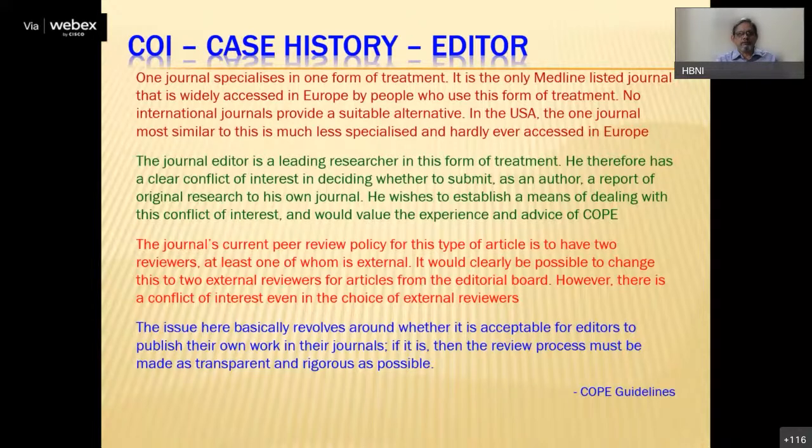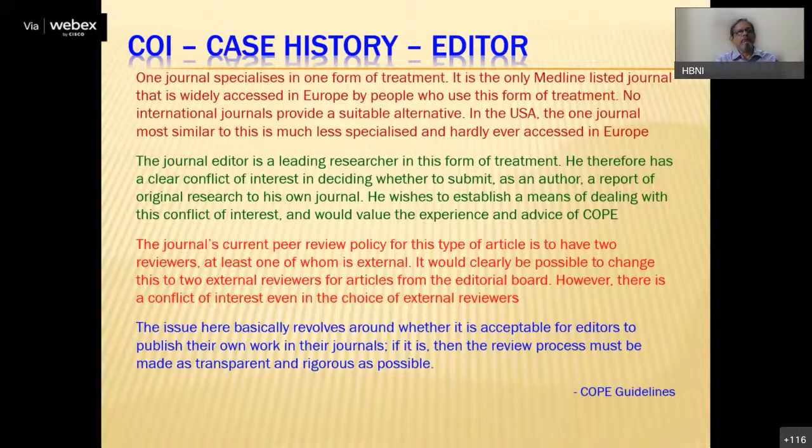But he was a very conscientious person. So he wanted to establish a means of dealing with this conflict of interest, and he approached the journal owners to advise him in this regard. Now the journal's current peer review policy for this type of article is to have two reviewers, and at least one of them is an external reviewer. So it would clearly be possible to change this to two external reviewers for articles from people who belong to the editorial board. But there could be a conflict of interest even in the choice of external reviewers.